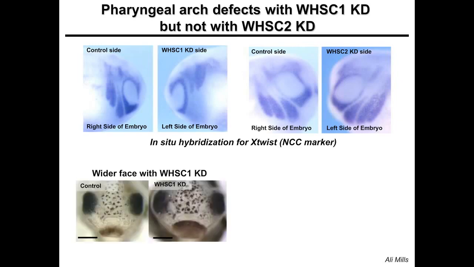We also find that when we knock down WHSC1 in the entire embryo, the entire tadpole, we get a wider face, which is reminiscent of the human phenotype. And so we're excited about these preliminary investigations. Ali is in the process of knocking down all of the genes and then again collectively knocking them down to see which genes correspond to which phenotypes that occur in Wolf-Hirschhorn syndrome.